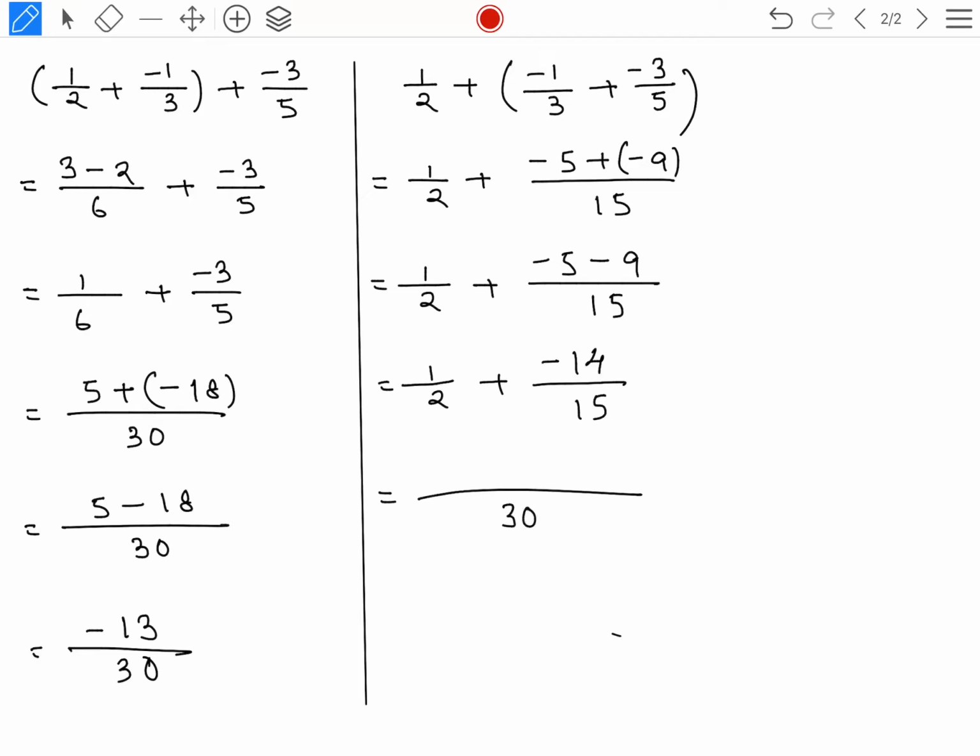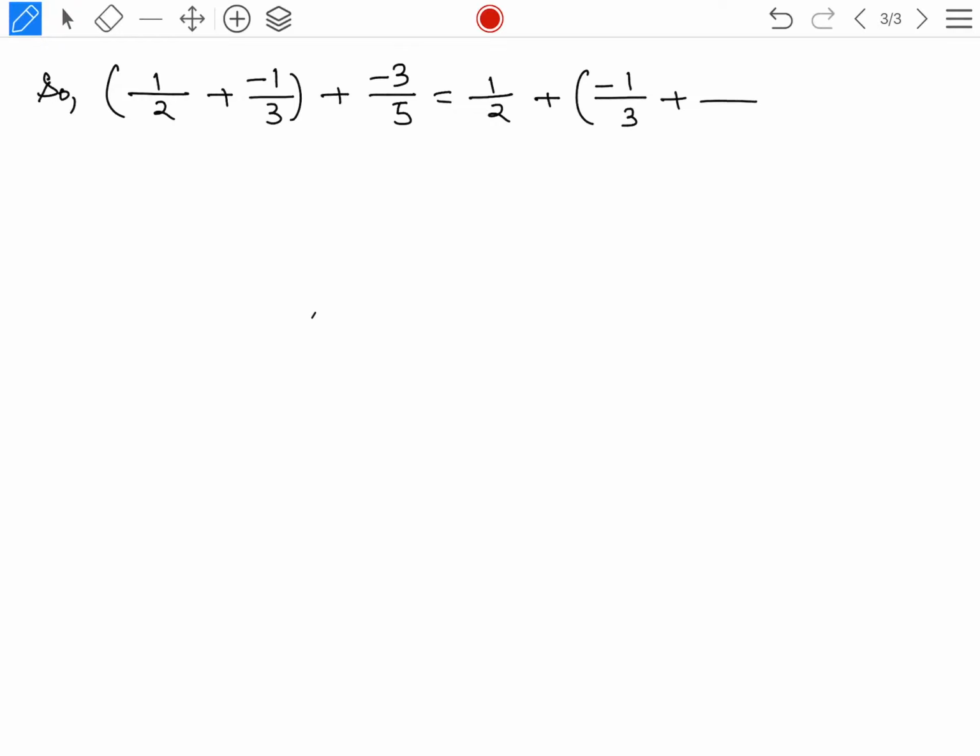So what will be the LCM of 2 and 15? The LCM of 2 and 15 will be 30. So it will become 15 plus minus 15 2s are 30, yes or no? So 2 into 14 means 28. Understood? You should be able to calculate this quickly. These are just additions of fractions. 28 minus 15, how much will we get? 13, yes or no? So the answer that we got is minus 13 by 30, yes or no? From these two, what can we conclude?